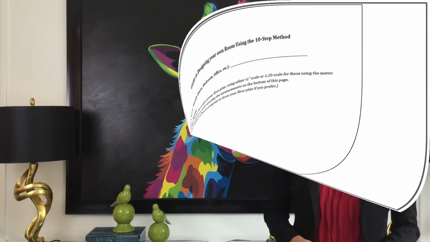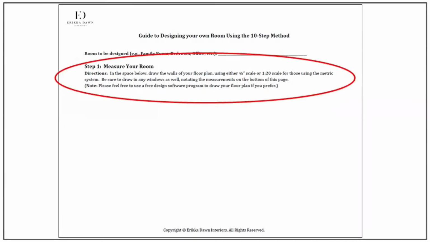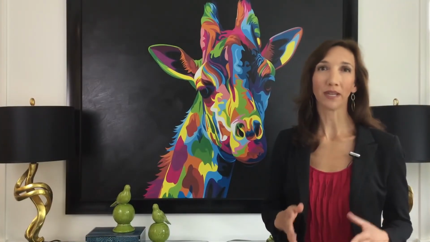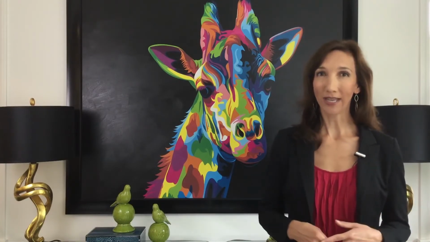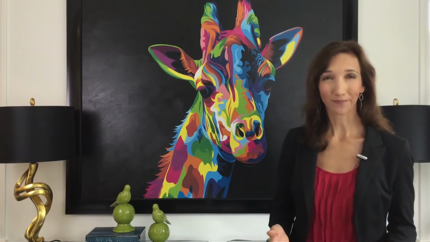For your first activity, go ahead and print out the Guide to Designing Your Own Room using the 10-step method in the resources section, and then go ahead and grab a pencil. You will find your first activity on page 1, which will be to measure your room and draw a simple floor plan. Now, you can use a pen, but I always use a pencil, as sometimes I have to erase some lines and start again. So I really recommend using a pencil if you have one.